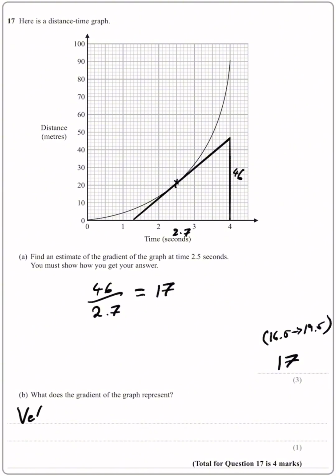And that change in distance is called a velocity.